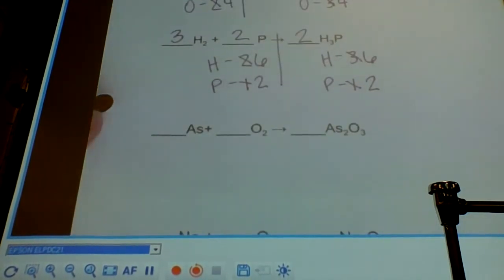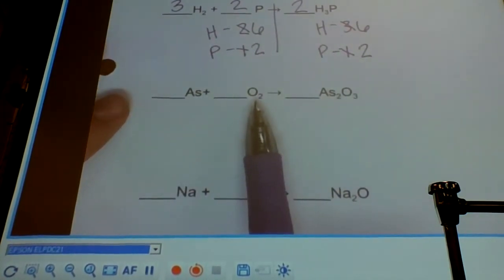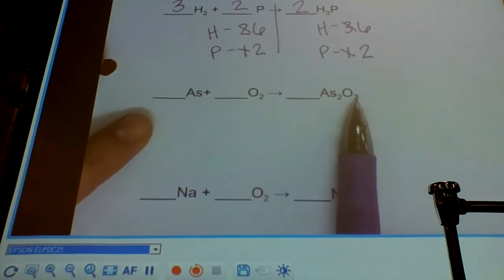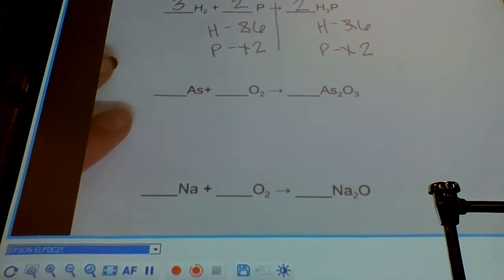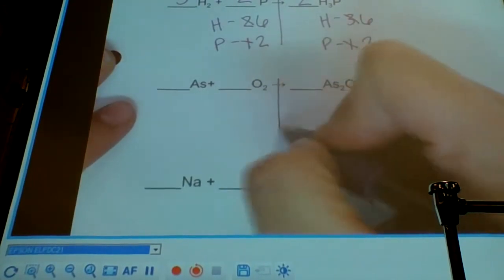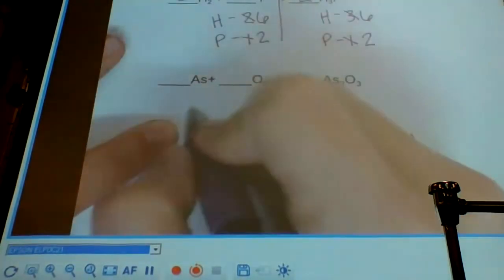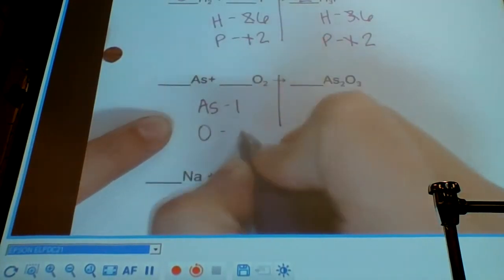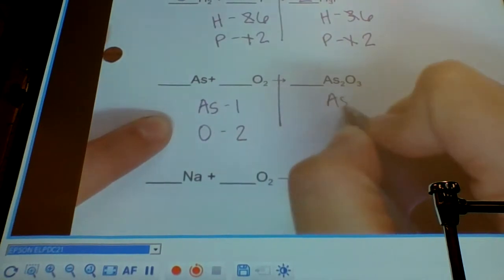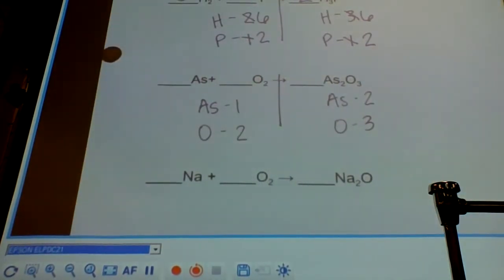Okay, from the start on this next one, I can already tell that I have a 2, 3 pattern with oxygen. 2 over here, 3 over here. So I know from the get-go, I'm going to bring those up to 6. Okay, so I'm going to start from the beginning, draw my line, take inventory. As, O. As, O. And I counted up my atoms.